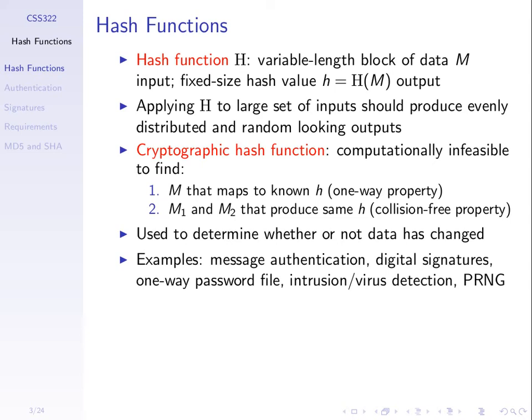So, a hash function H takes a variable length input block of data, M, some arbitrary sized message, and the function returns a fixed size, usually small, hash value. Okay? So if M is our 1 megabyte file, our hash may return, say, a 128-bit hash value.